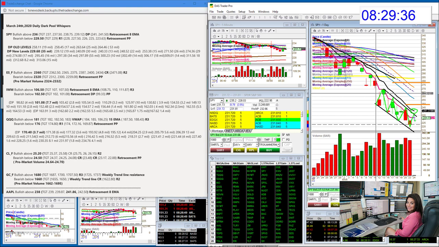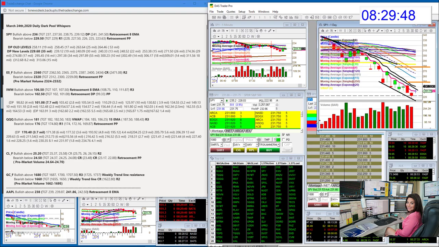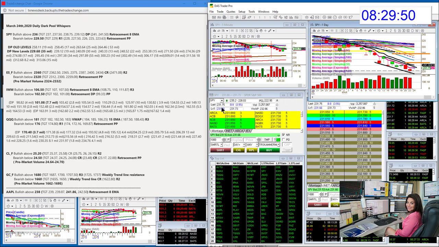But if we do go down and close below 229.68, that is going to be bearish. So watch that level really carefully. Bear below 229.50 for the day trade and bull above 236. Let's go to the E-minis.